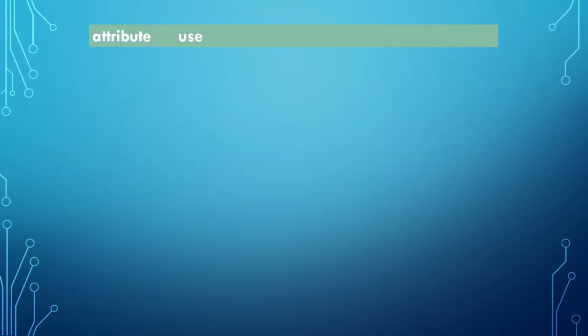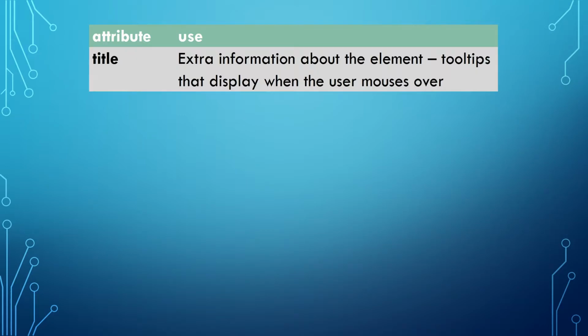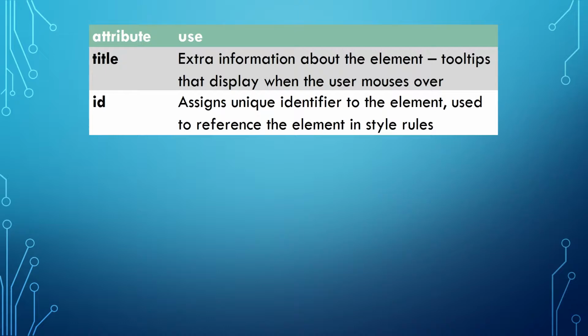Here are a few common attributes you will be using. A title gives extra information about the element. When a user mouses over an element with a title, a tooltip will display. An ID is a unique identifier for the element. You would use this to help you add style. For example, you may want one paragraph to be in red font, so you might give it the ID red. Then in your style sheet, you would assign red font color to the red ID.